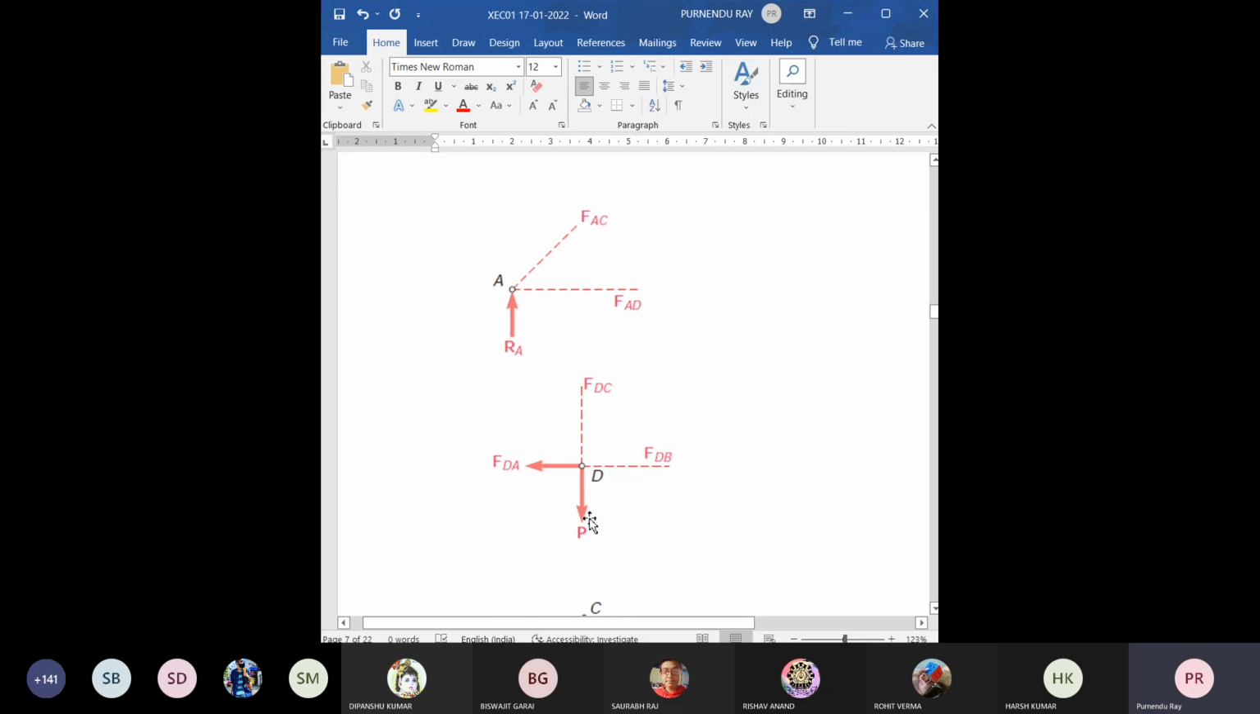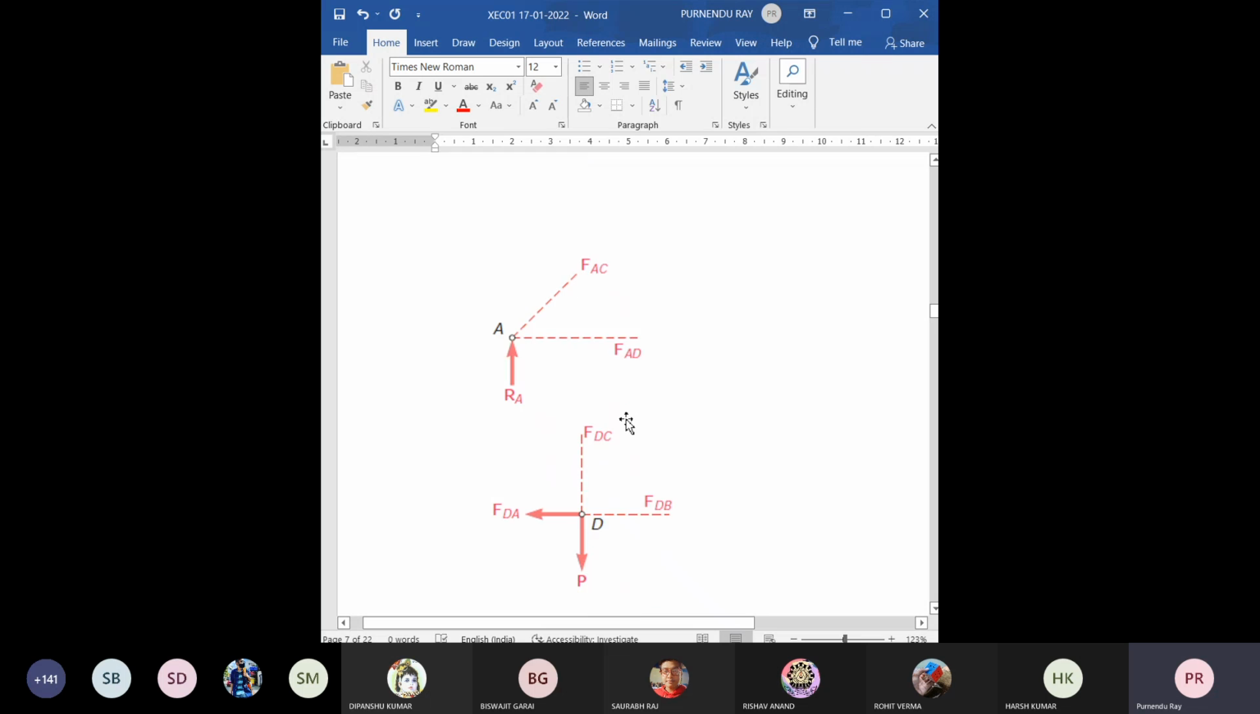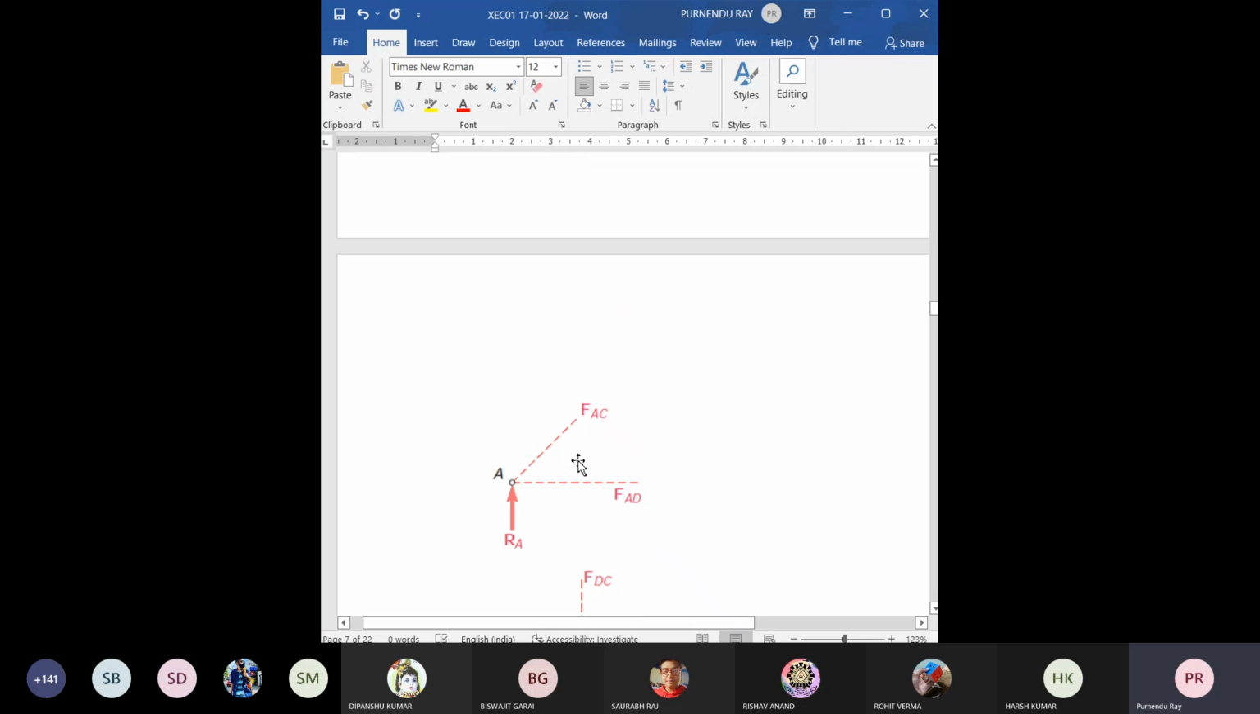Similarly at D also, this is FAD, this will be FDA, this is P. Here also we draw these dotted lines without showing the direction. It could be like that. If it is compressive, that you can also do, but the only thing is you try to solve it graphically. This is the vertical line upward, and for that, one side of the triangle means only three forces are there.